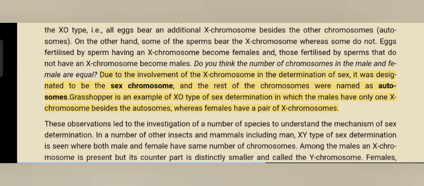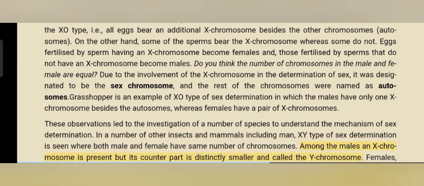Due to the involvement of the X chromosome in the determination of sex, it was designated to be the sex chromosome, and the rest of the chromosomes were named as autosomes. Grasshopper is an example of XO type of sex determination in which the males have only one X chromosome besides the autosomes, whereas females have a pair of X chromosomes. These observations led to the investigation of a number of species to understand the mechanism of sex determination. In a number of other insects and mammals including man, XY type of sex determination is seen where both male and female have same number of chromosomes.